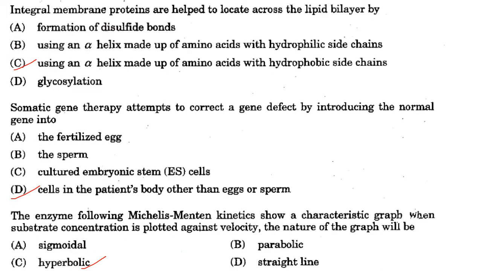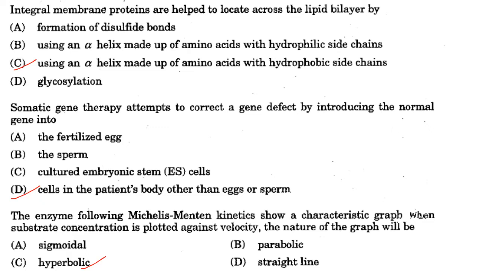Then integral membrane proteins are helped to locate across the lipid bilayer by using an alpha helix made up of amino acids with hydrophobic side chains. Lipid bilayer is hydrophobic. So if the amino acids have hydrophobic side chains, then they can easily be located in the lipid bilayer. So using alpha helix made of amino acids with hydrophobic side chains is the answer.